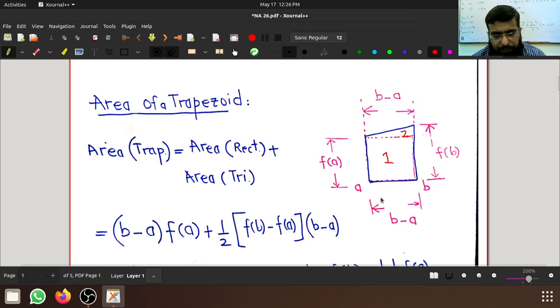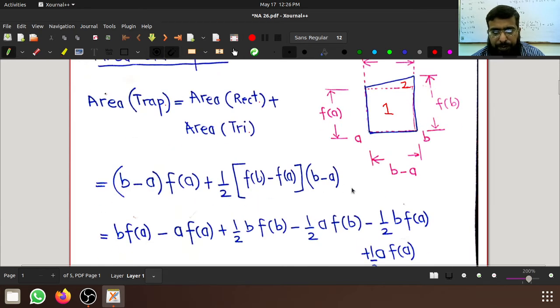One side is f of a, the other side is b minus a. So we multiply f of a with b minus a, and we find the area of this rectangle. But the total area is the area of this rectangle plus the area of this triangle. The area of a triangle is 1/2 times base times height, so the base is b minus a, so 1/2 times b minus a.